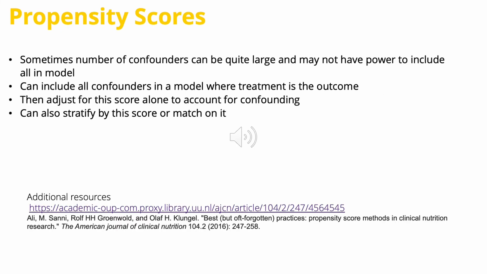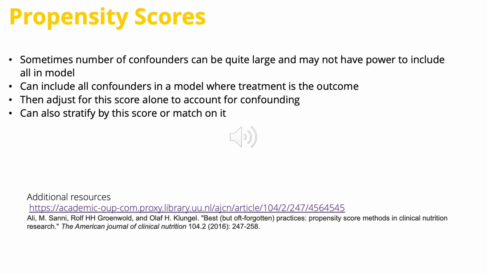So again, don't worry too much about propensity scores, but just so you know what they are when you read about them in a study, because they are so common in pharmacoepidemiology. Sometimes we have a lot of different confounders that we want to adjust for in our model, but we just don't have the sample size or number of events to have enough statistical power to do this.